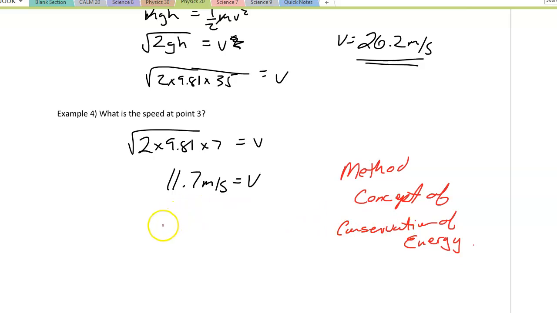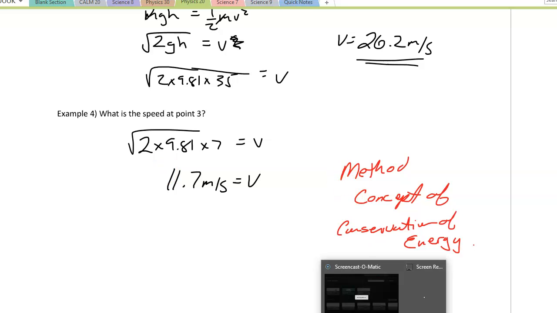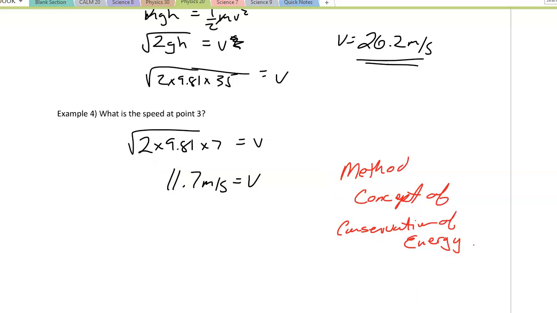Okay, as you're doing your homework, I know you might be tempted to do things via kinematics. However, please do everything according to the law of conservation of energy, as we are going to be building upon this.